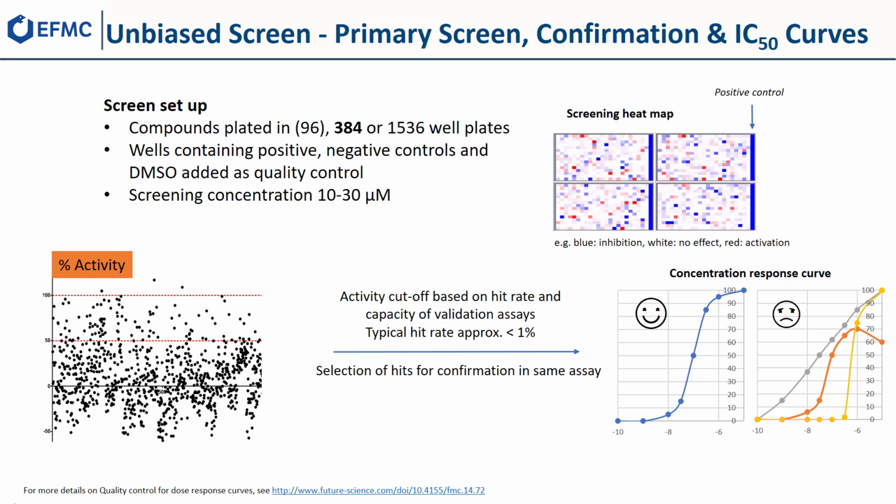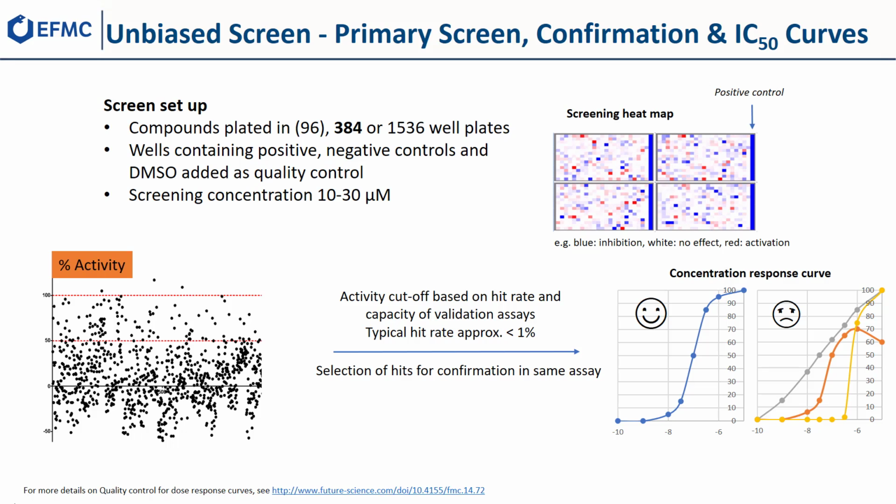Another way to plot the data is shown on the bottom left, where each dot is a particular compound. And what you can do here is, based on the activity in the y-axis, select the range of activity that you want to pursue as hits. So you will select a cutoff, usually based on the hit rate and the capacity of your validation assays. Typically, you want a hit rate below 1%.